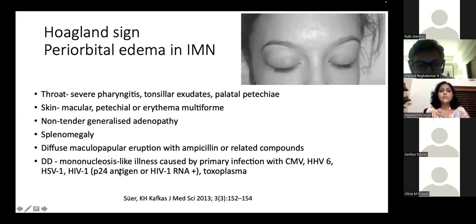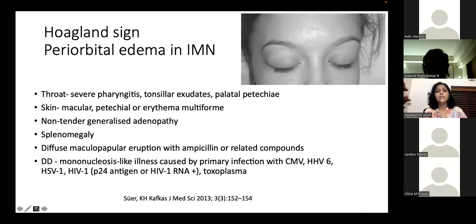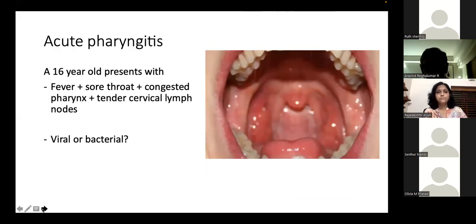Such patients may also develop a diffuse maculopapular rash with ampicillin or related compounds, and this IMN as such is called mononucleosis-like illness, and it can be a presentation of any other infection like CMV, HHV6, HSV1, HIV, and toxoplasma. In HIV, you may not diagnose HIV at this point of time by doing a serology, and you have to do P24 antigen or HIV RNA to diagnose at this early part of the illness.